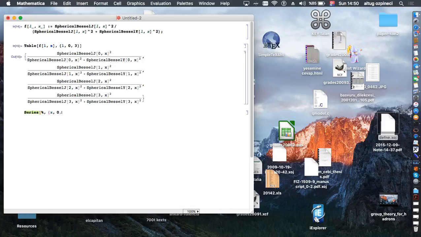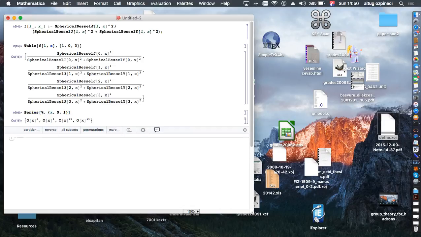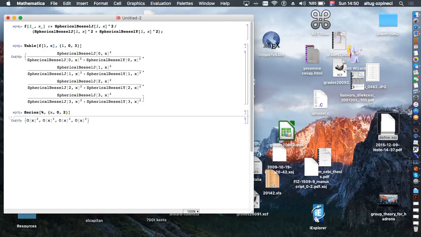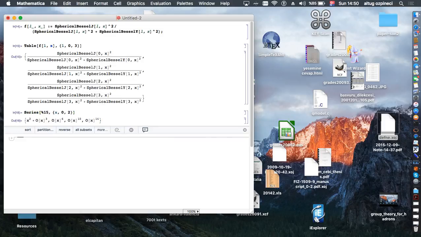Let's just take one term. Let's take two terms. Well, you see, for L equal to 0, it starts with x squared. That's the first term. For L equal to 1, it starts with x to the 6, and x to the 10, x to the 16, etc.